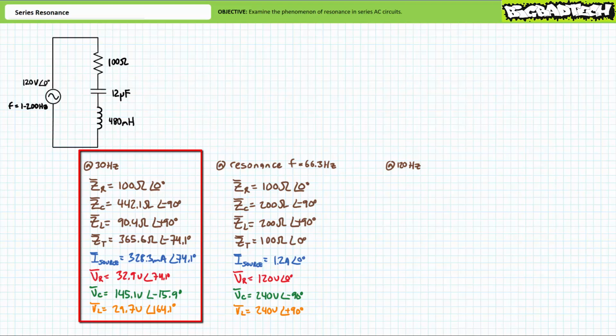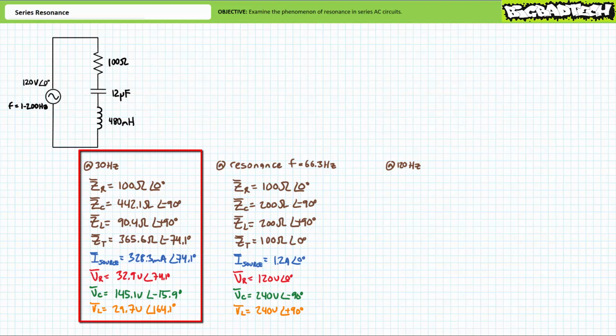Let's now examine voltage distribution within this series circuit at the reduced excitation frequency of 30 Hz. An application of Ohm's law demonstrates voltage across the resistor will be 32.8 volts at an angle of 74.1 degrees. Current through the resistor is in phase with the voltage across it.